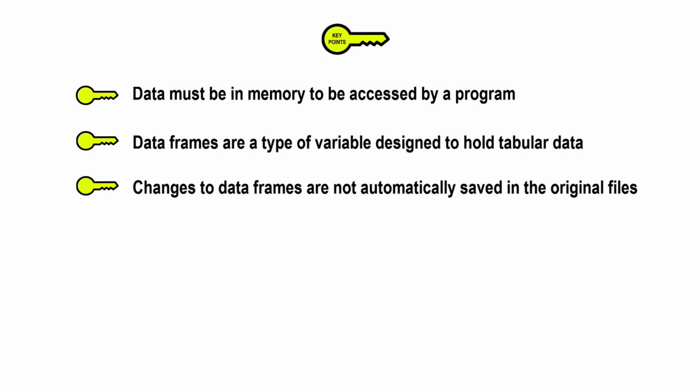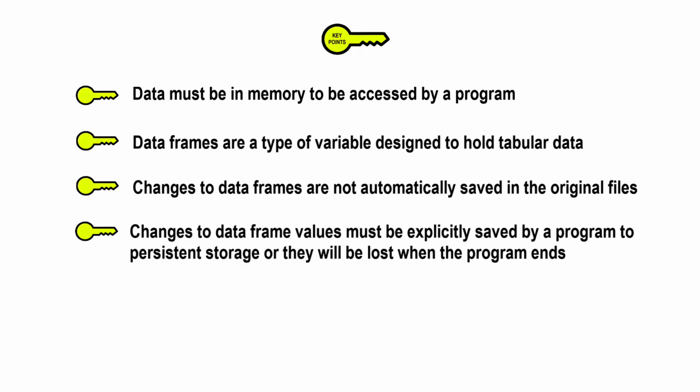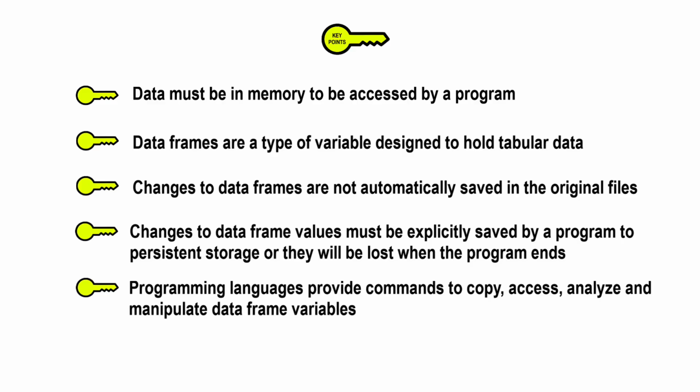An explicit statement must be executed by a program to copy the current values in a data frame back to the original spreadsheet or database file if those changes need to be preserved in the original file. If an explicit statement is not executed by a program to copy the current values in a data frame back to a file on persistent storage, any changes to the data in the data frame will be lost when the program ends. Programming languages provide operations and functions to copy information between data files and data frame variables, and to access, analyze, and manipulate information held in data frame variables.